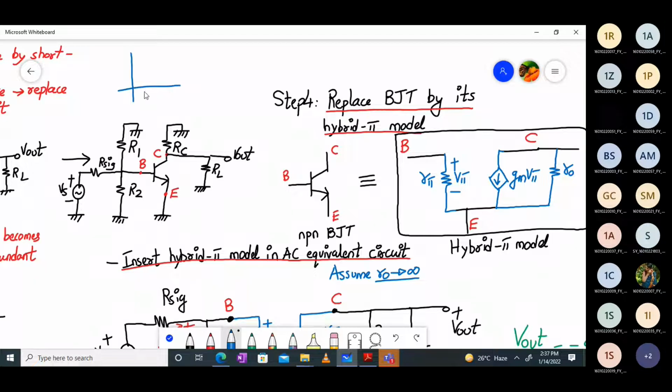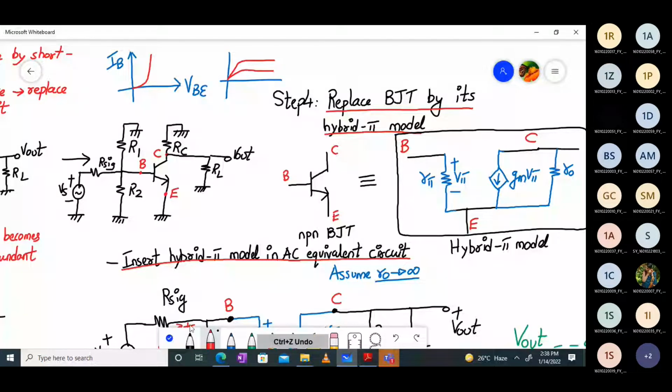What do these characteristics look like? Can anyone recognize which characteristic this is in a BJT? This is the input characteristic, correct? And the output characteristics you already know. The output characteristics will look like this, correct?